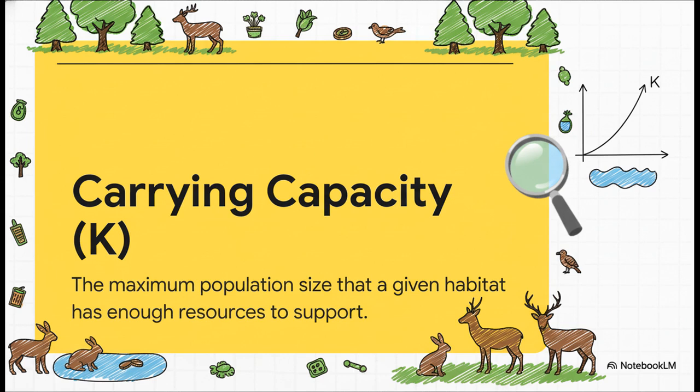Think of it like this. Your mom gives you a tiffin box, a dabba, that can hold exactly 20 laddus. You can't fit 21 in there, right? The environment is like that dabba, and K is the 20 laddus. It's the maximum possible limit.